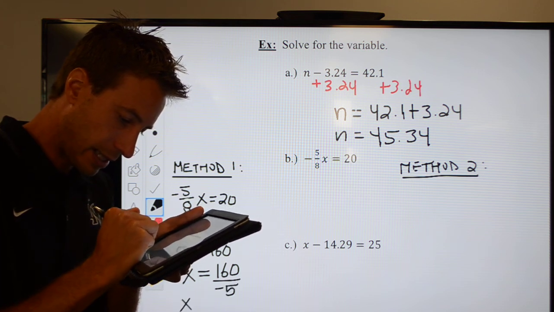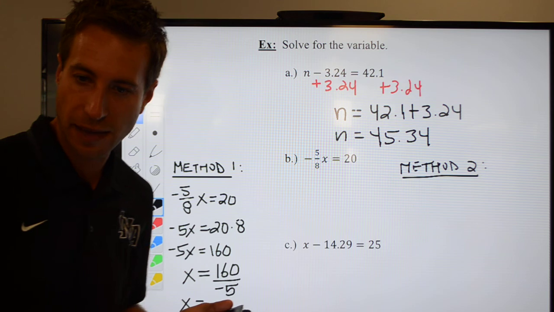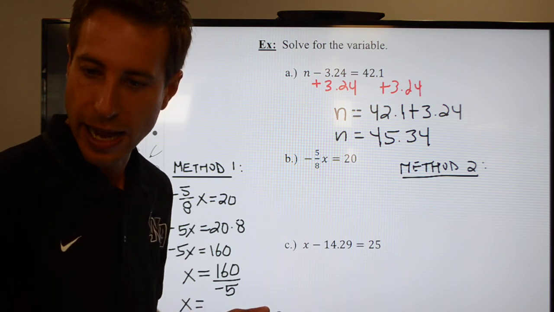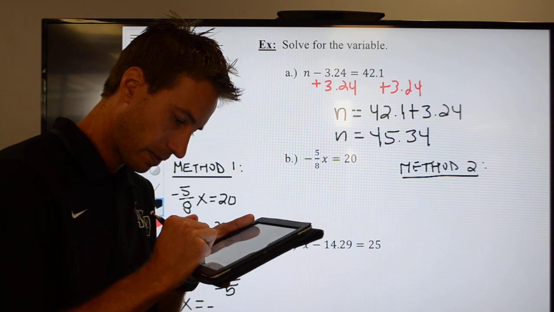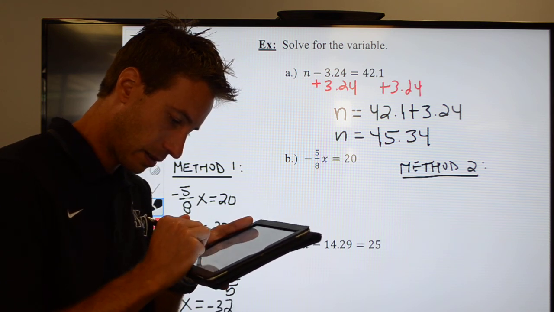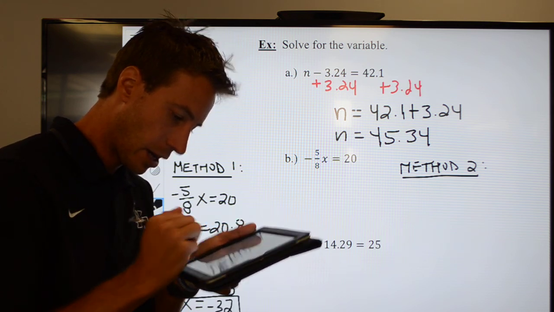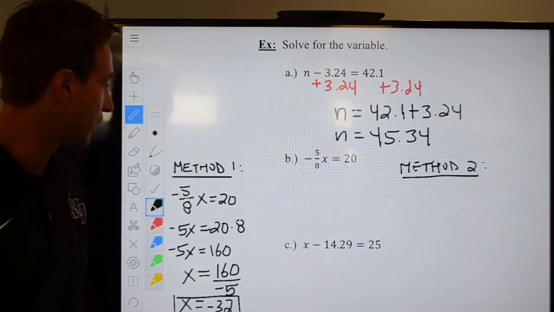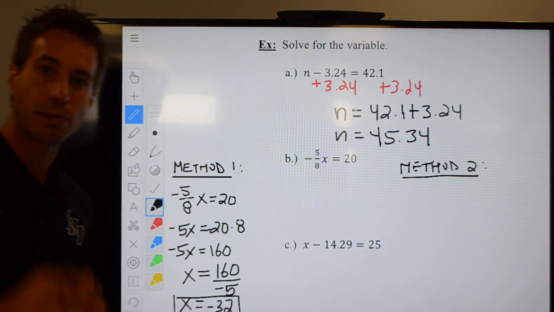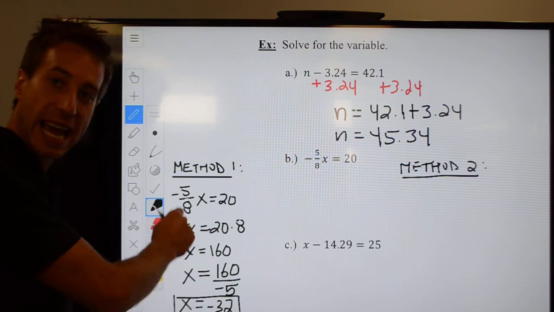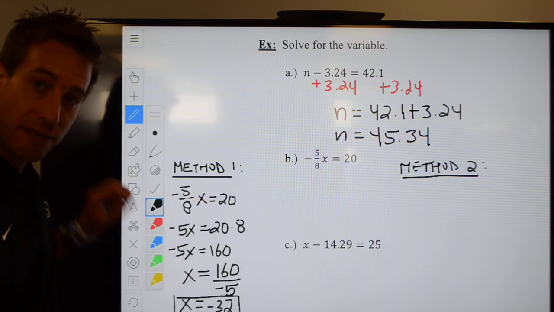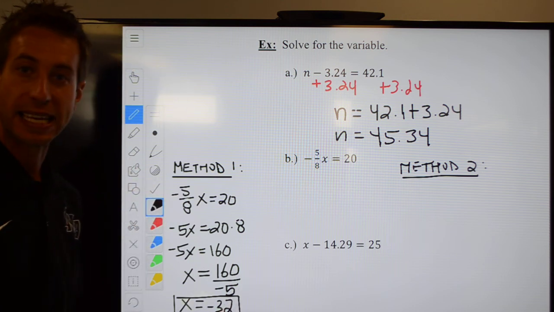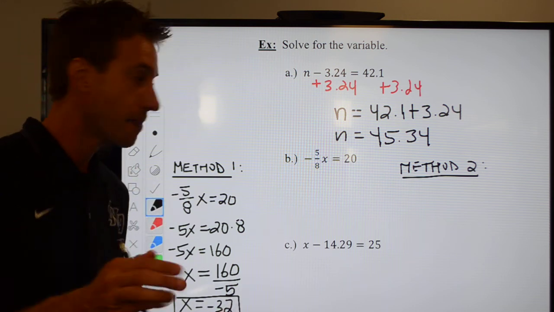And 160 divided by -5. If I put that in my calculator, I get -32. So there we go. We have solved this equation, taking care of this fraction by recognizing I can move the 8, which is divided, by multiplying it, and then I can move the 5, which is multiplied, by dividing it to the other side. Okay.